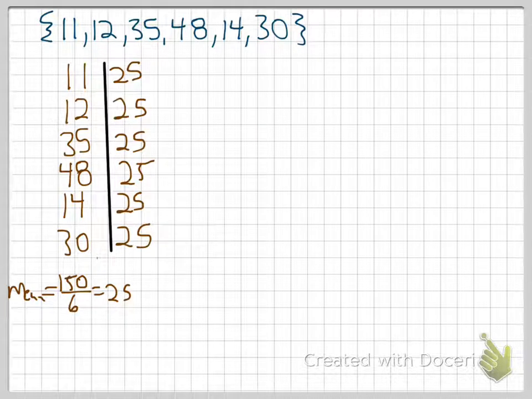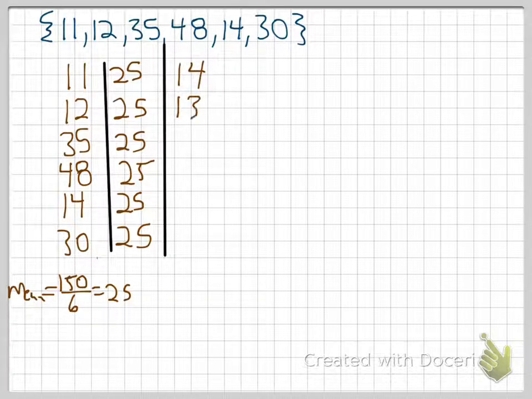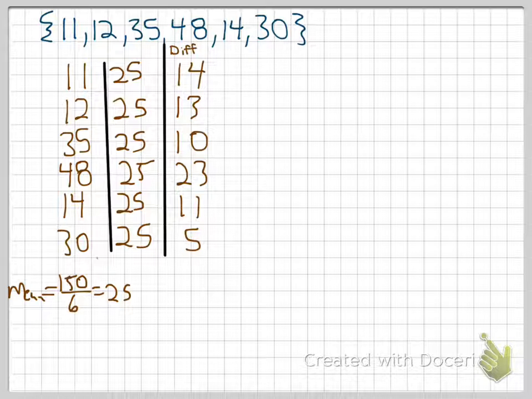The next column is the difference between the mean and each data value. So 11 and 25 are 14 apart, 12 and 25 are 13, then we go 10, 23, 11, and 5. So that is the difference. I'll write a note there: that is the difference between each. This was my data, and this was my mean.